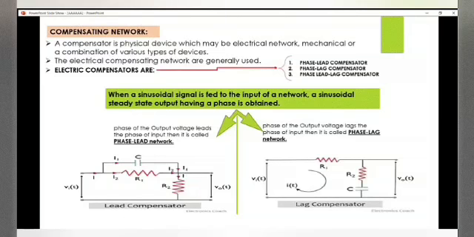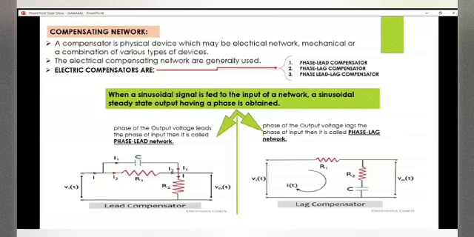So whatever phase difference is coming, if the phase of the output voltage leads the phase of the input, then it is called a phase lead network, and if the phase of the output voltage lags the phase of the input, then it is called a phase lag network.